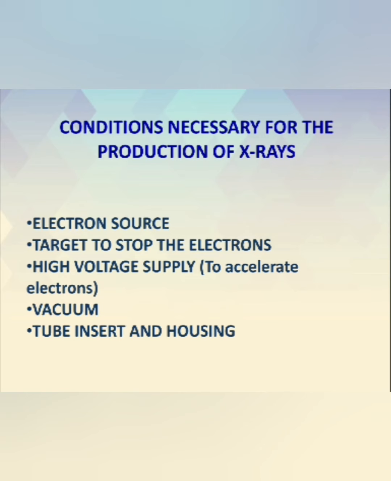Now, why does this vacuum condition have to be maintained? If there is no vacuum condition inside the X-ray tube, the electrons will interact with the particles in the X-ray tube and result in ionizations. And this will result in other interactions, and that may affect the production of X-rays. Then we have the tube insert and housing.